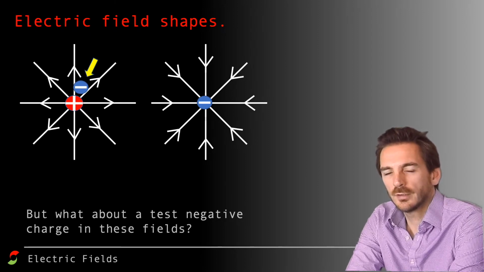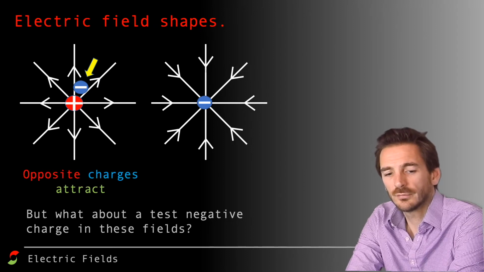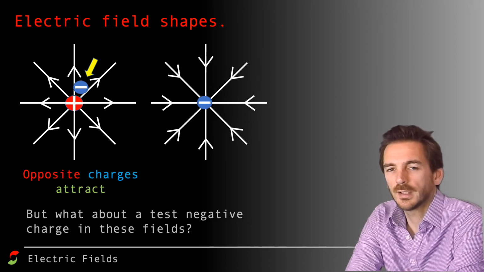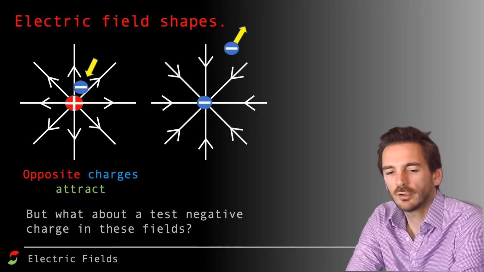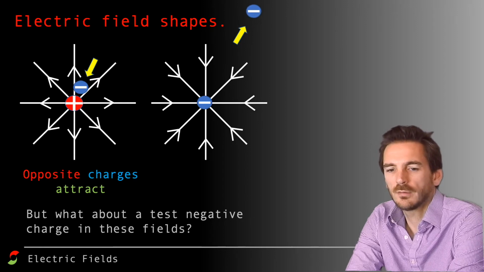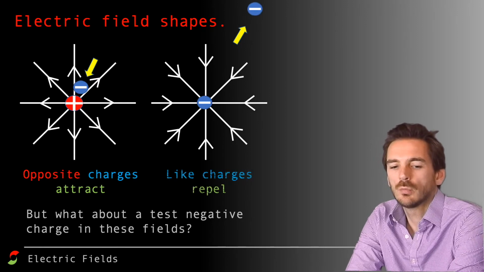And if we were to look at a test negative charge in a negative electric field, or an electric field produced by a negative charge, remember that those arrows represent the force direction on a positive charge, but it's negative, so it's going to be in the opposite direction. Which makes sense because you've got a negative charge and another negative charge, and they're going to repel, so that charge is going to move away from that other negative charge. They're going to be repelled.